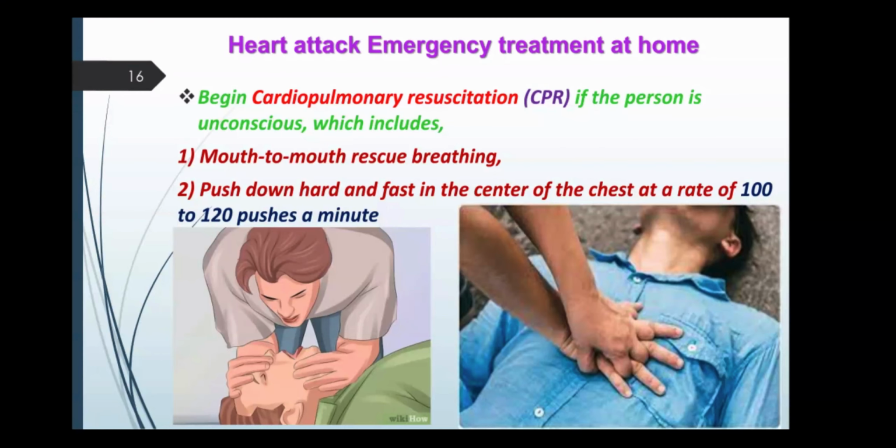Now here I'm giving you two practices. You must do them. These are called CPR, cardiopulmonary resuscitation. If someone is suffering from a heart attack, you must restore, number one, his breathing.